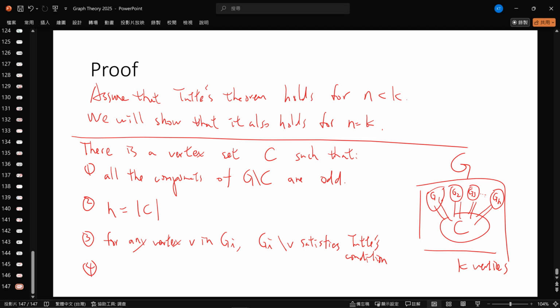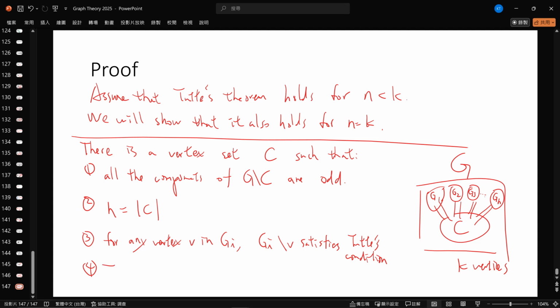Last property. Now we have saturated most of the vertices. For every component, we can saturate all of them except perhaps this one vertex v. And also we haven't saturated C. But since the number of components is equal to the size of C, we can try to match these remaining vertices to C.